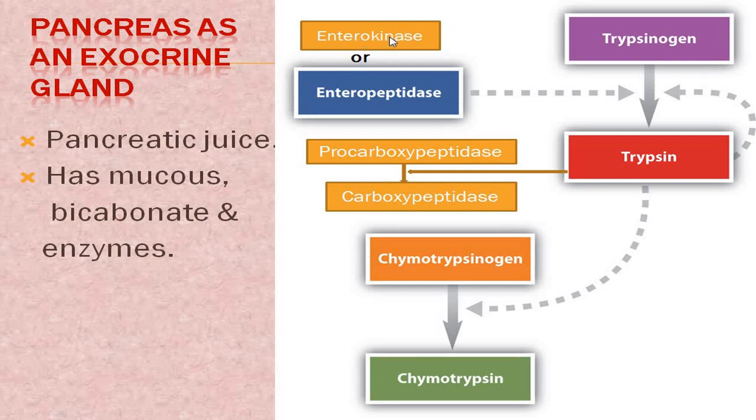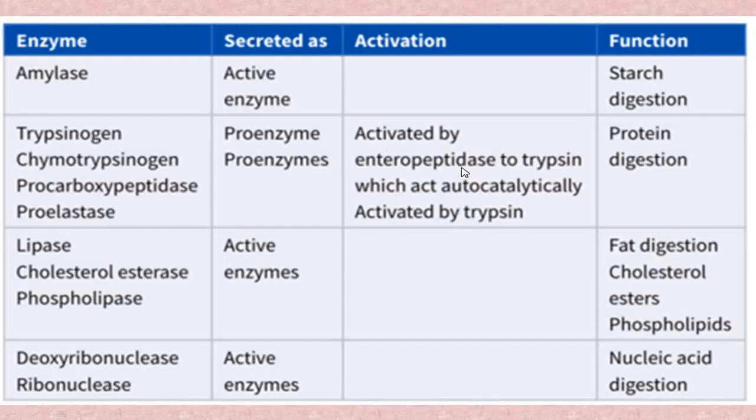Enteropeptidase, which is also known as enterokinase, is an enzyme secreted by the wall of the intestine. This converts trypsinogen into trypsin. This trypsin then again causes the conversion of trypsinogen into trypsin, and trypsin then converts chymotrypsinogen into chymotrypsin, and it also converts procarboxypeptidase into carboxypeptidase. These are the enzymes which are secreted by the pancreas and are part of pancreatic juice.